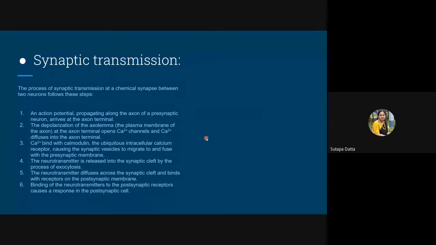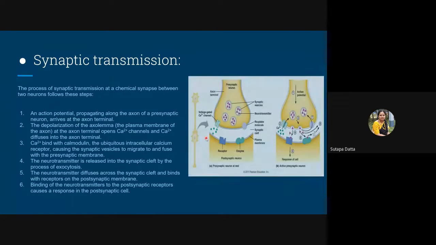Now, how does synaptic transmission occur? The process of synaptic transmission at a chemical synapse between two neurons, this one is one neuron and this is another neuron. So in between two neurons, how does synaptic transmission occur? First, there is an action potential. So the action potential must propagate from the dendron to the axon terminal.